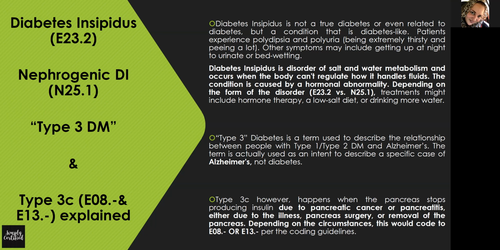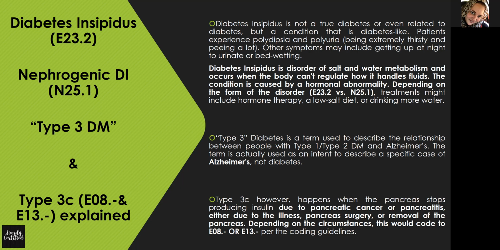I'm going to explain them to you. So we have something called diabetes insipidus. It's not a true diabetes, right? It just acts like it. It's not even related to diabetes. This codes to, there's actually 2 different codes for it depending on the cause, right?